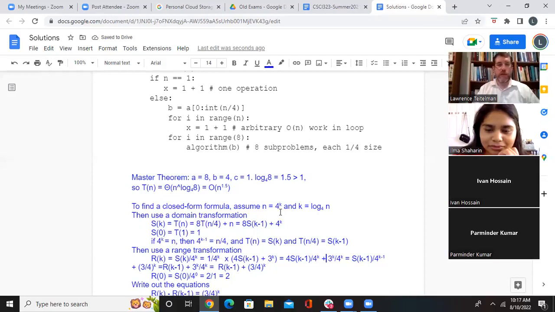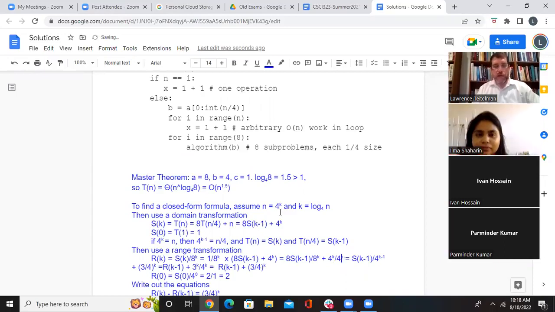good there. Now I do a range transformation. So I'm going to divide by what over here? 8 to the k. Correct, 8 to the k, and that's going to be equal to 1 over 8 to the k times s of k minus 1. This was 4 to the k, and so what am I going to get here? I'm going to distribute it out. I have an 8 here and an 8 there, and this is a 4 there, and this is an 8 there, and let's move it to the next line.